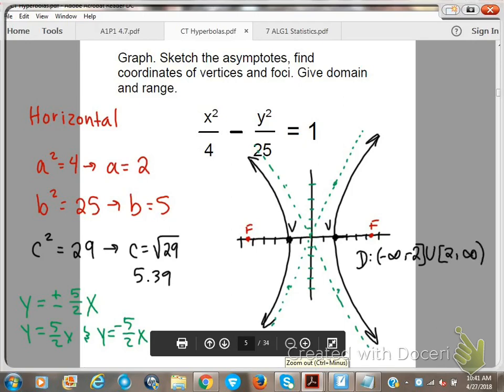Okay. Now what about the range? Range is all real numbers. It goes down forever, goes up forever, and there's no missing chunk in the middle. Very good.